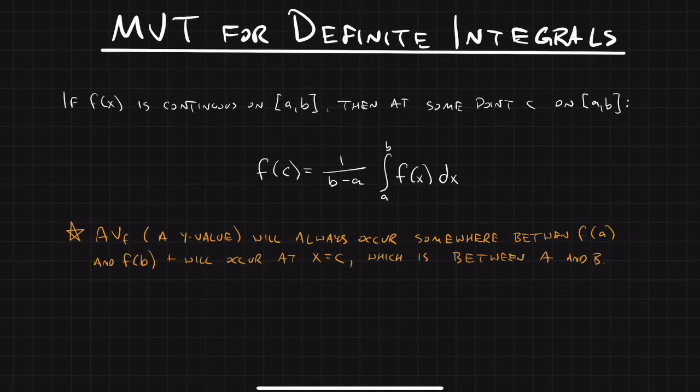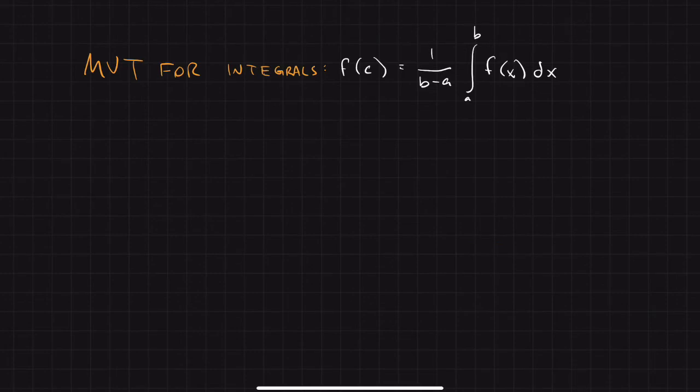So what this means is that the average value, which is the y value, will always occur somewhere between f of a and f of b, and that will occur at x is equal to c, which is between a and b. So this is the mean value theorem for integrals. F of c is equal to the average value.